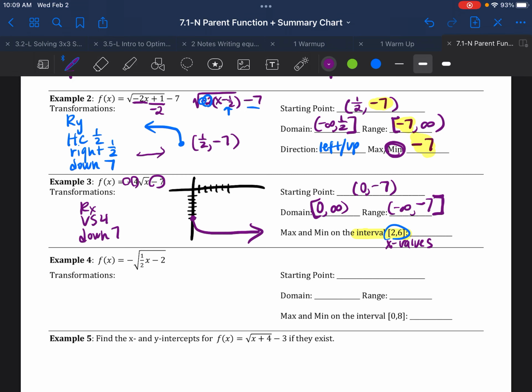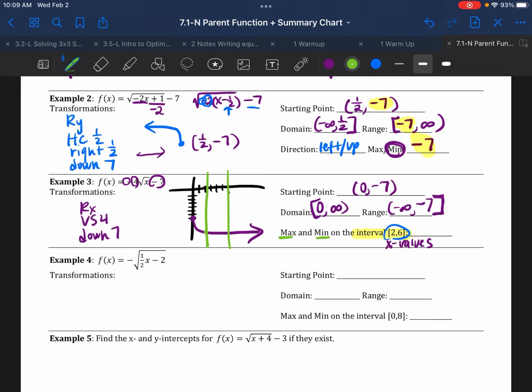Okay, and so that's as accurate as you have to be. You just have to know the direction and the starting point. And so now when I put the interval on the graph from 2 to 6, we can identify where the max and min are going to be. So the max and the min.